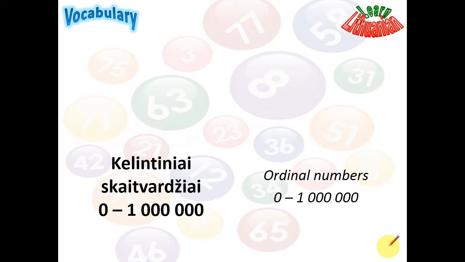Kelintiniai skaitvardžiai. Nuo 0 iki milijono. Ordinal numbers from 0 to 1 million.